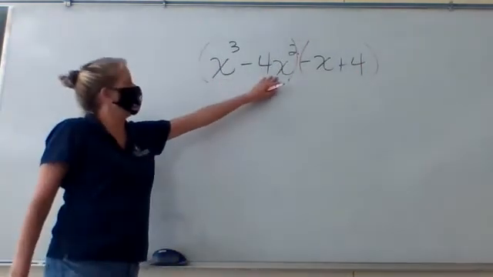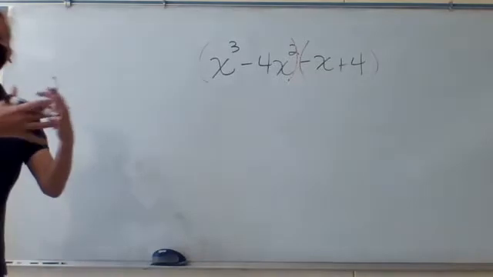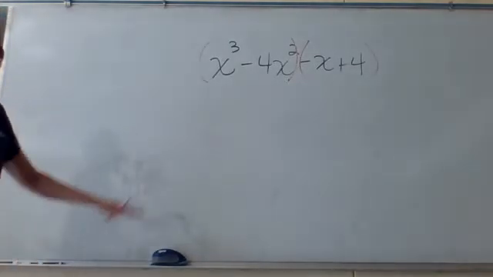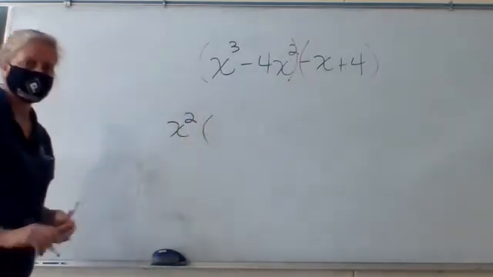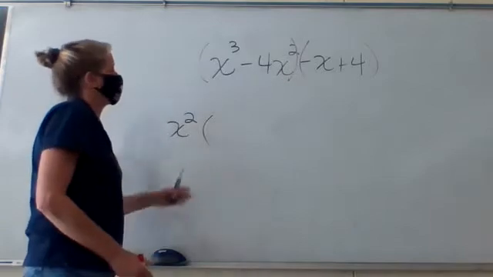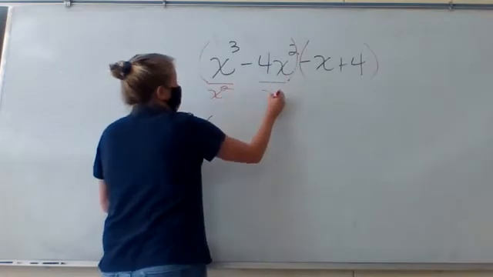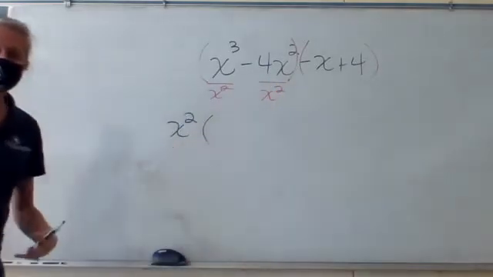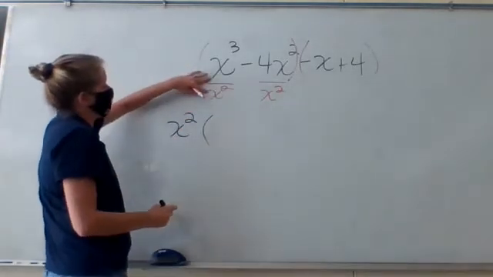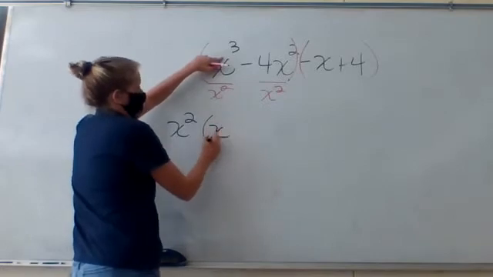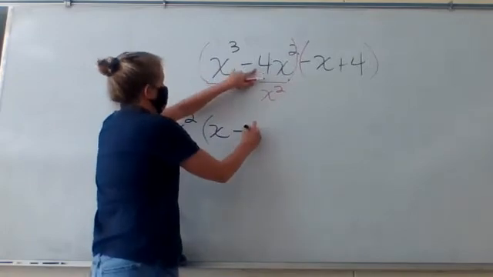Looking at my first group, I've got an x cubed and an x squared. So how much x can I pull out? Well, whatever the smallest exponent is, which is x squared. So I didn't do this on that last one, but remember what I said. What do you do with what you pull out? You divide by it. Whatever you pulled it out of, you divide it by what you pulled out. So if I take an x squared out of x cubed, I'm left with x minus. If I pull the x squared out here, all I'm left with is 4.